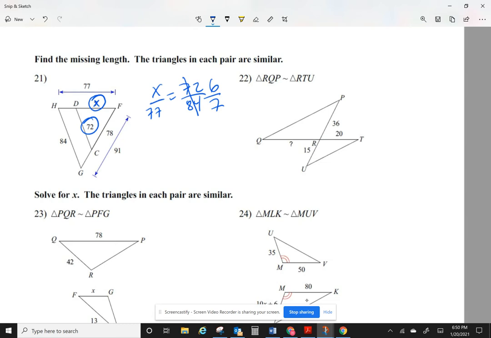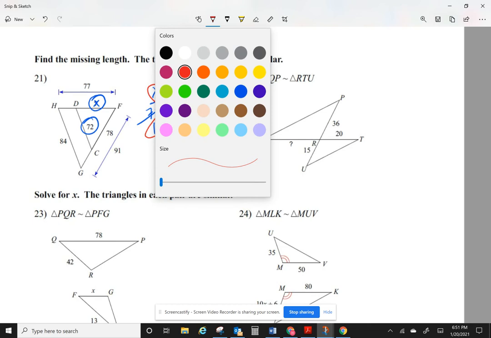I'm also going to simplify sideways. 7 and 77. Let me divide each by 7. Now I'm going to cross multiply. X times 1, that's just X. 6 times 11, that's 66. You can cross multiply whenever you want.